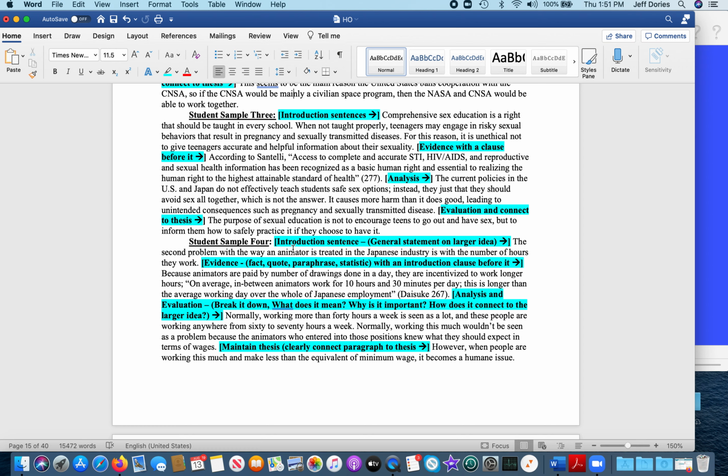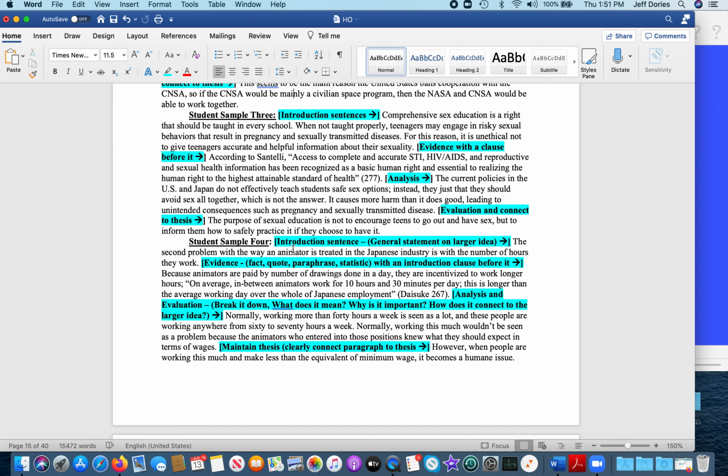So now the bigger idea and connect to thesis, again, kind of done in one sentence. Let's see if it's effective. The purpose of sexual education is not to encourage teens to go out and have sex, but to inform them on how to safely practice it if they choose to have it. Okay, that does it. But I would suggest another sentence, doing it a little more fully. But that would mostly work.